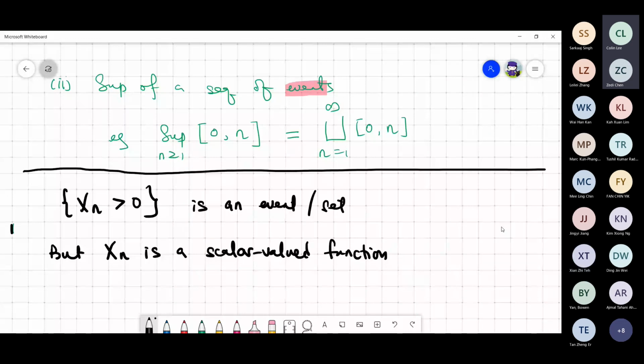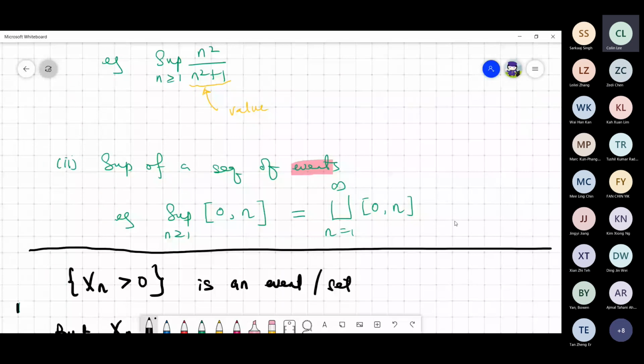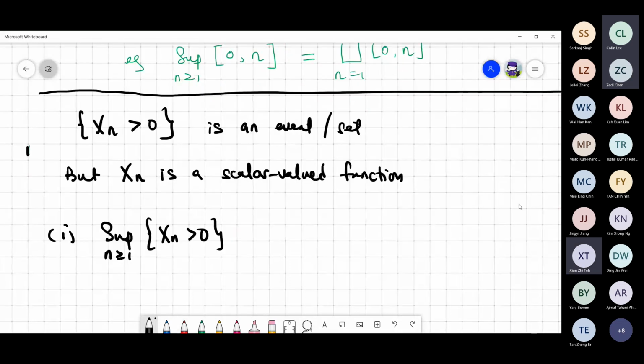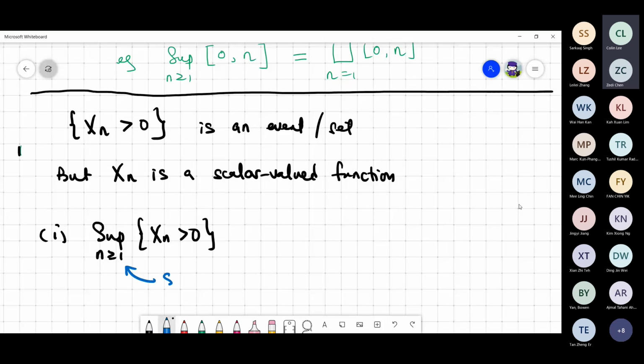the supremum of the first kind. When you put the supremum outside, it will be the second kind. So that's the difference. Number one, when we say supremum over n larger than 1 of this, this is the supremum for a set. This is actually just equal to the union over n from 1 to infinity of this set.